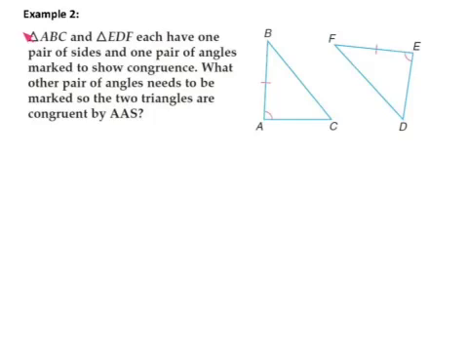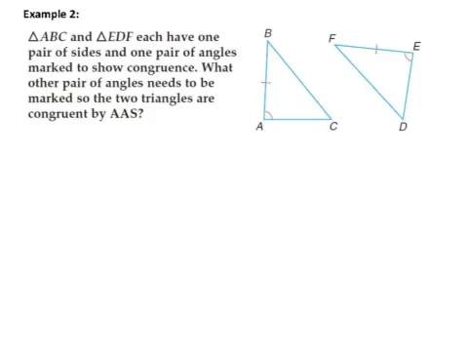Let's reinforce this concept with this example. Here we have triangle ABC and triangle EDF. Each have one pair of sides and one pair of angles marked to show congruence. So we've got BA congruent to segment FE and angle A congruent to angle E. Therefore, what other pair of angles need to be marked so the two triangles are congruent by angle side?